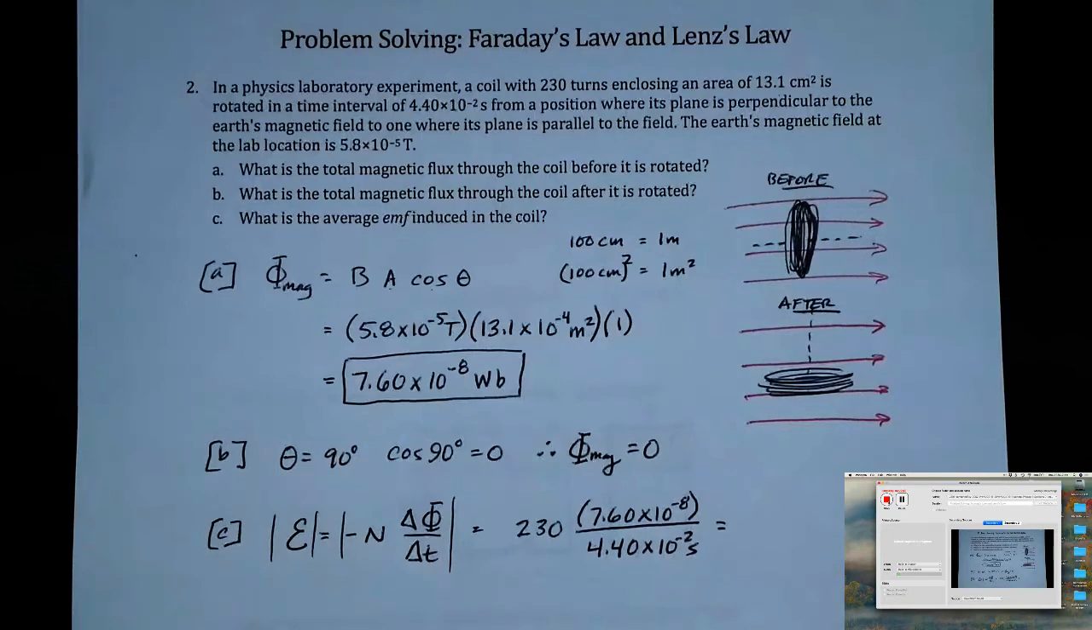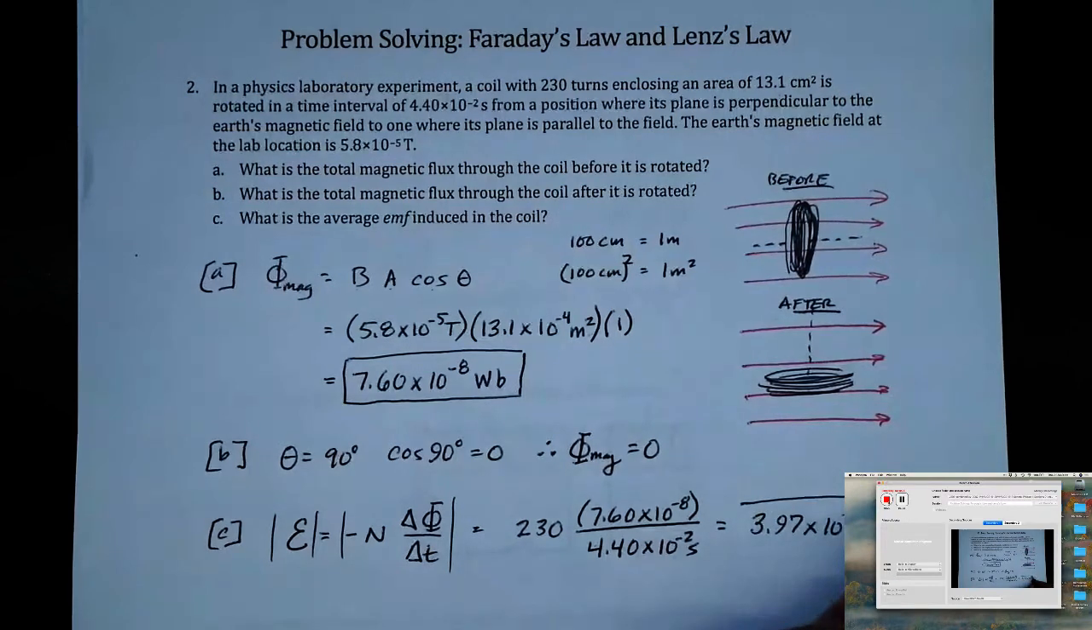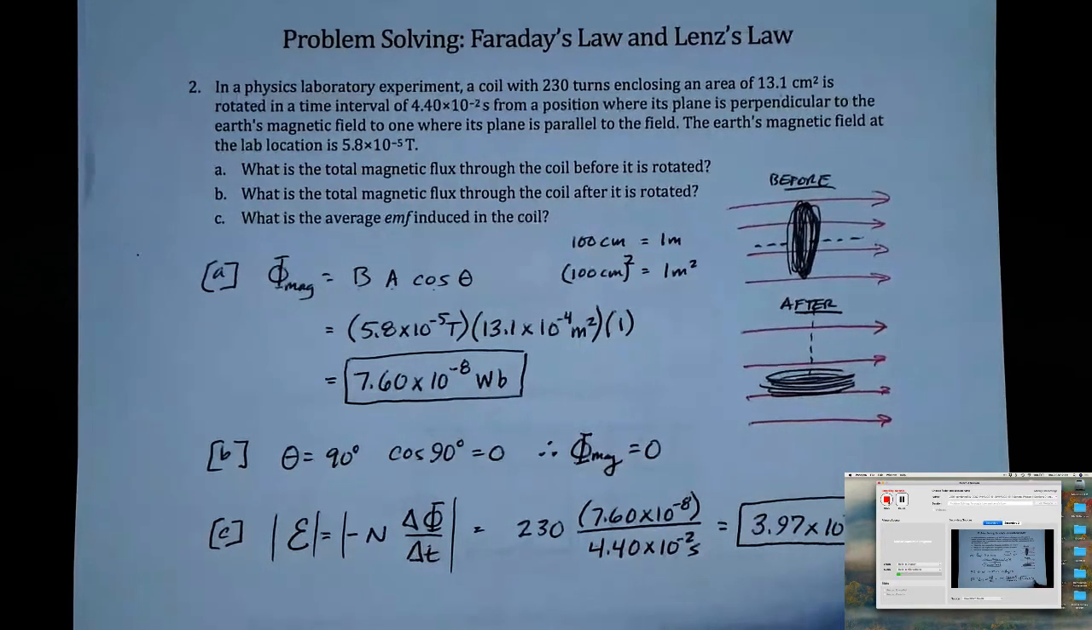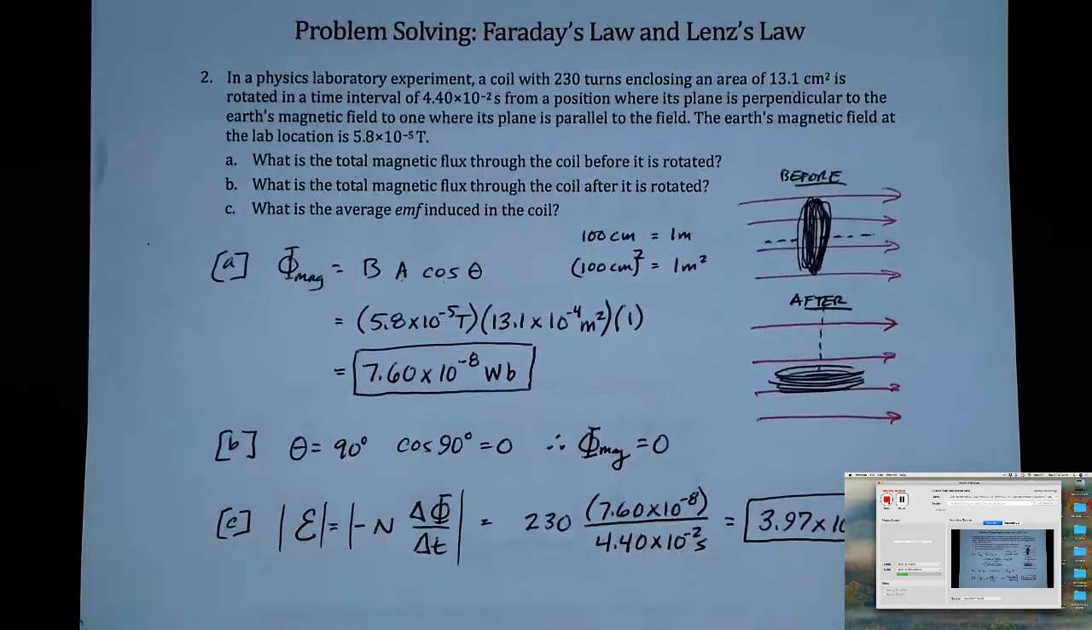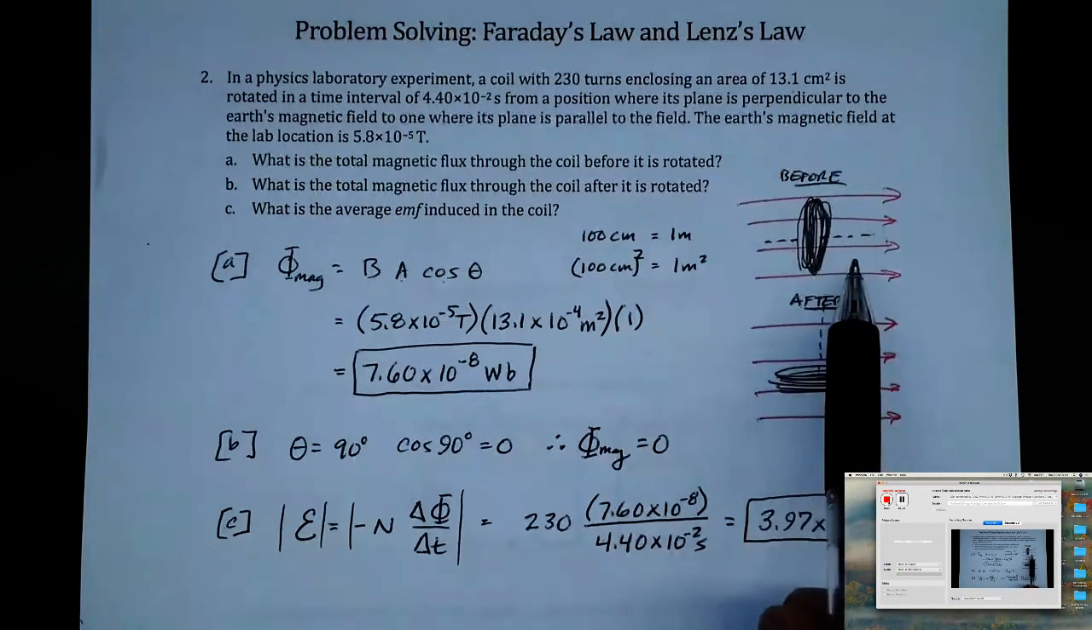And so that number comes out to be 3.97 times 10 to the negative fourth volts. So you can actually induce an EMF. You can make a very rudimentary electric generator by having a coil and spinning it around in Earth's magnetic field.